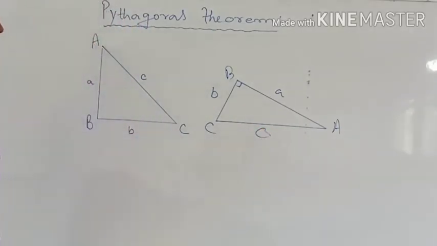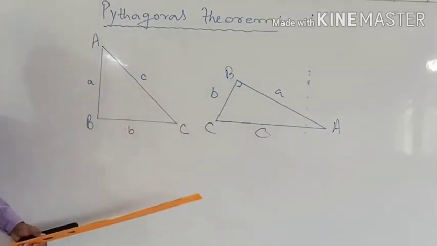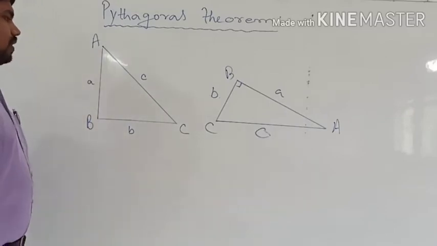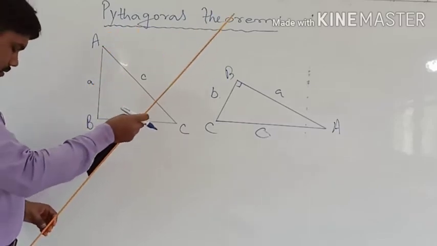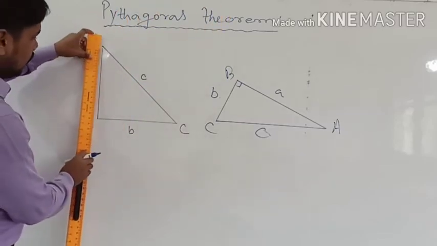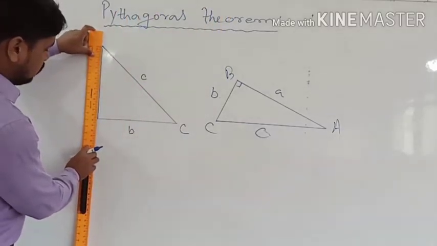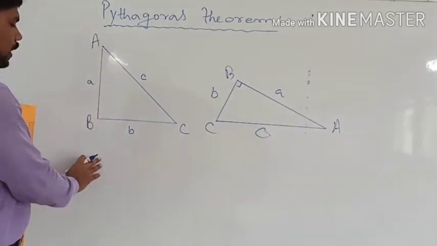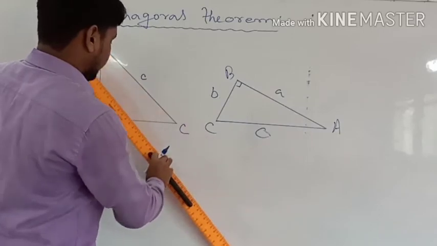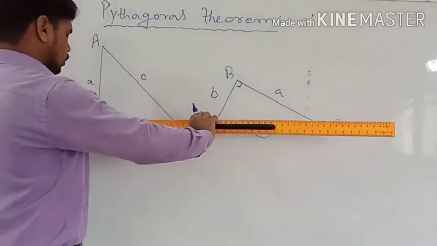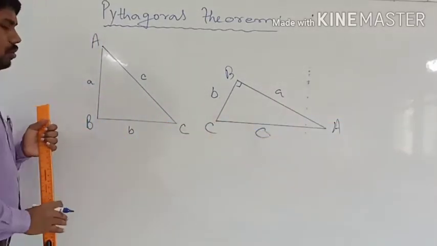In this way you can take one or two more triangles, and after that you have to measure the length of this side, this side also, and you have to write it. Then the length of this side also you have to measure and write, and then the length of this side also you have to measure and write.